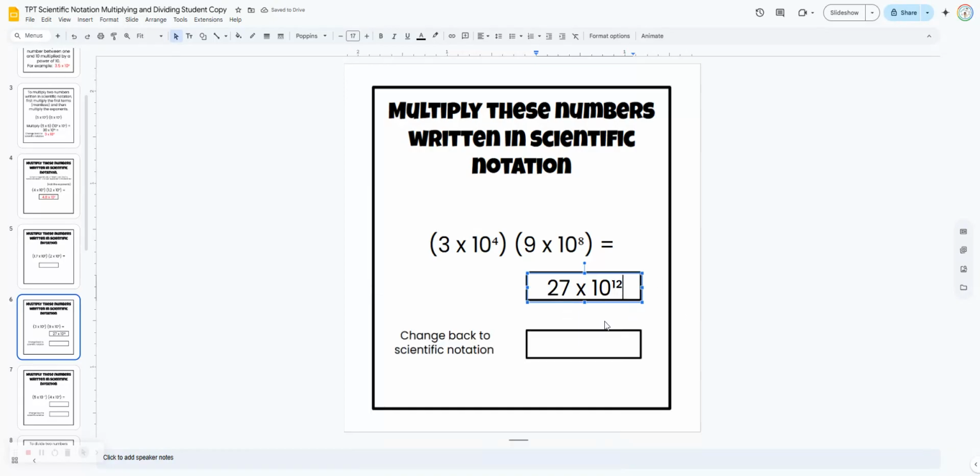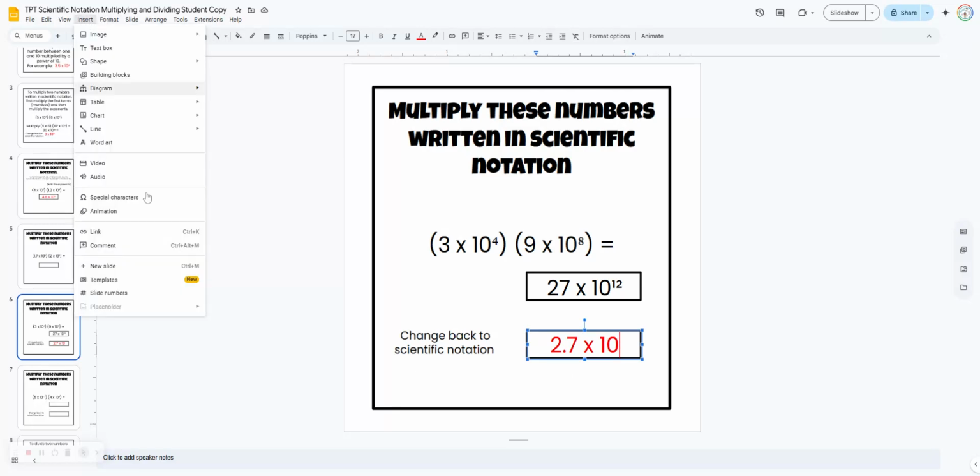Now, this is not in scientific notation because I have 2 numbers to the left of the decimal point. So in order to change it so there's only one number to the left of the decimal point, I'm going to divide by 10 here and multiply by 10 here. So if I divide by 10, I get 2 7/10 times 10, and I divided, so now here I need to multiply. That'll give me one more number in my exponent of 13.